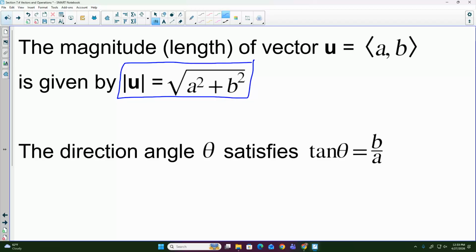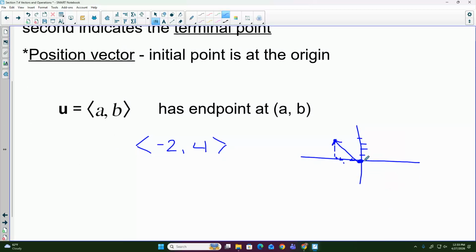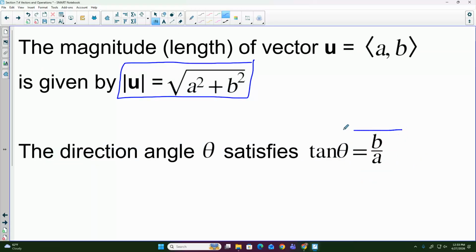The direction is finding the angle associated with it. If I were trying to find this angle, then you could use tangent. Tangent is opposite over adjacent. My opposite height would be my b, my adjacent height would be my a. So the direction is the angle where tangent of theta is equal to b over a. Those are the only two calculations we're doing with these. Ultimately, it's no different than if you were to draw a triangle and find those pieces of information.